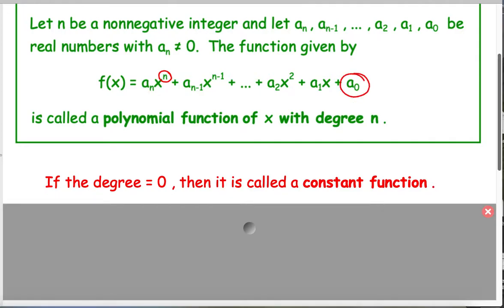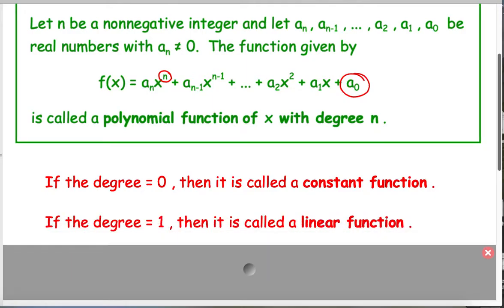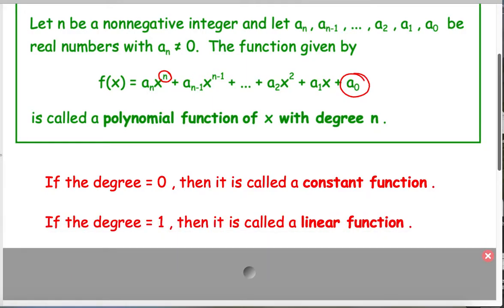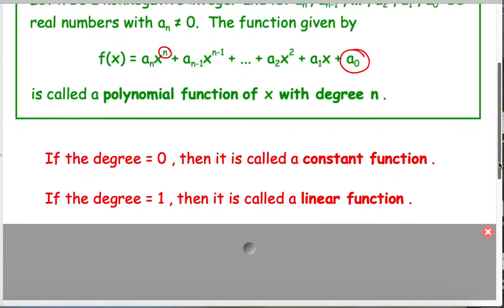So for example, f of x equals 5, f of x equals negative 3.2. That's a constant function. If the degree is 1, it's called a linear function. So that would be like f of x equals 2x plus 3. So it's just a straight line, and we've already talked about those in the last unit.